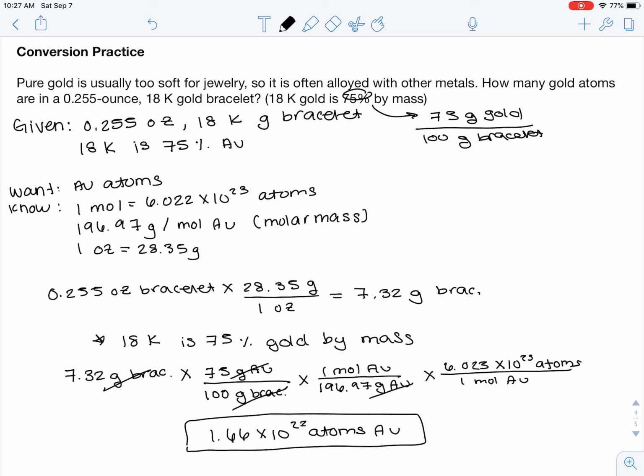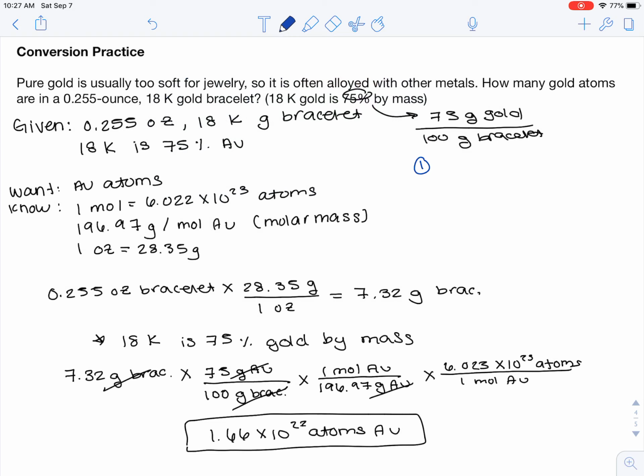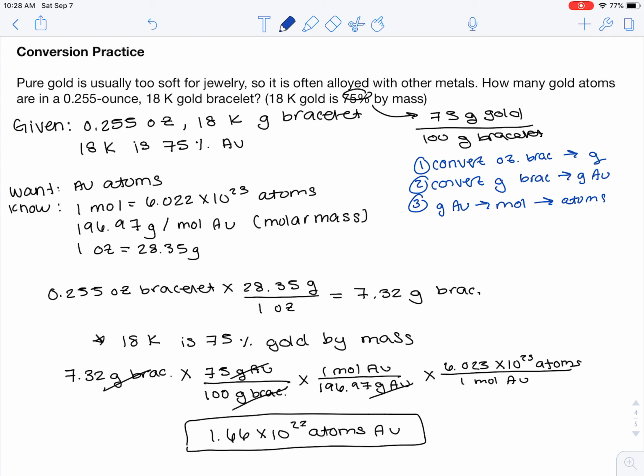So I have to convert ounces bracelet to grams, then convert grams bracelet to grams gold. And then I'm in gold and then just going to atoms. So then converting the grams of gold to moles to atoms. So just a little plan.